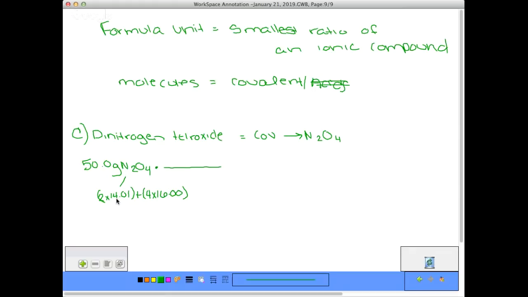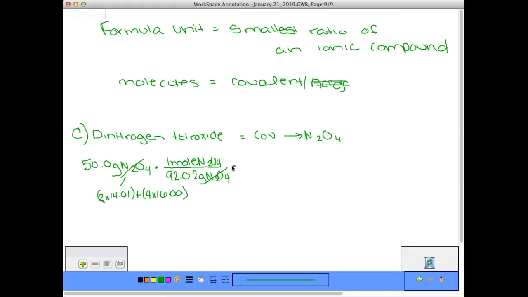Yeah, 14.01. And so if I calculate this out, I get 28.02 plus 4 times 16. And so what I end up getting is 92.02. So what that means is 92.02 grams of N2O4 equals 1 mole of N2O4.